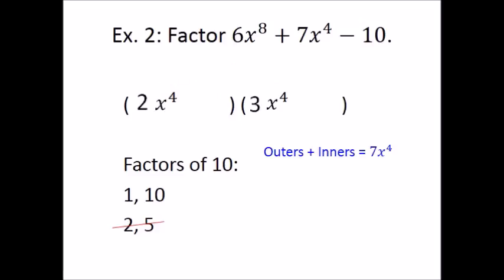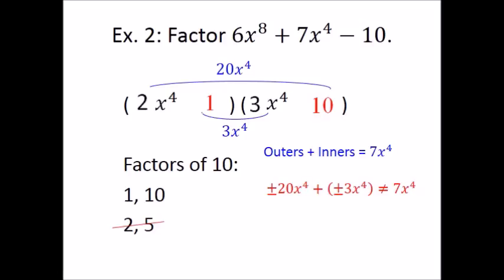Now try the 1 and 10. The 10 must go with a 3x to the 4th to avoid making a common factor. This makes the outers 20x to the 4th and the inners 3x to the 4th. There's no way to make 20x to the 4th and 3x to the 4th add up to 7x to the 4th, so 1 and 10 can't work. Since we've exhausted all the factors of 10, we need to go back to the beginning and try a different factor pair for 6x to the 8th.